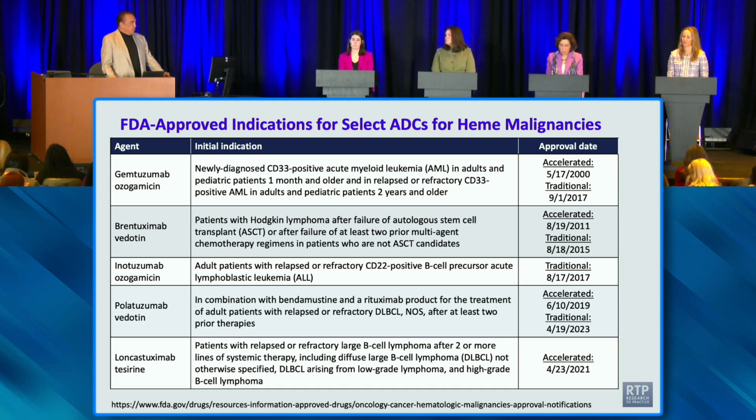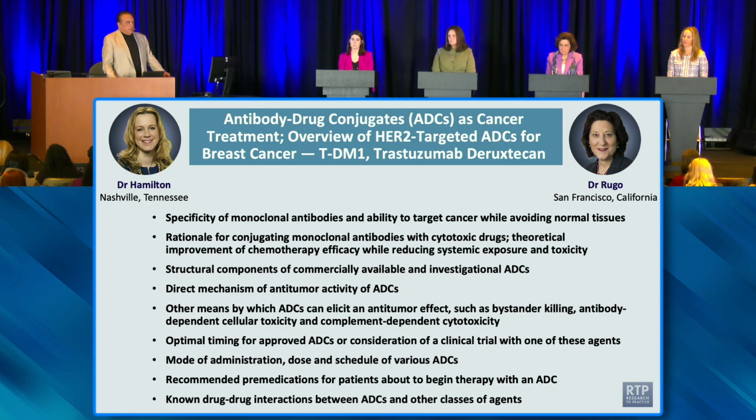Loncastuximab is also used in lymphoma, specifically diffuse large B-cell. So that's just a little bit of a picture of where we're seeing ADCs right now in oncology. They all have different tolerability issues, so we're starting to see new side effects that we've never seen before. We did an entire CME program on ophthalmologic issues in oncology. You know, we've had endocrine issues, and we've had GI, et cetera. So now GI.